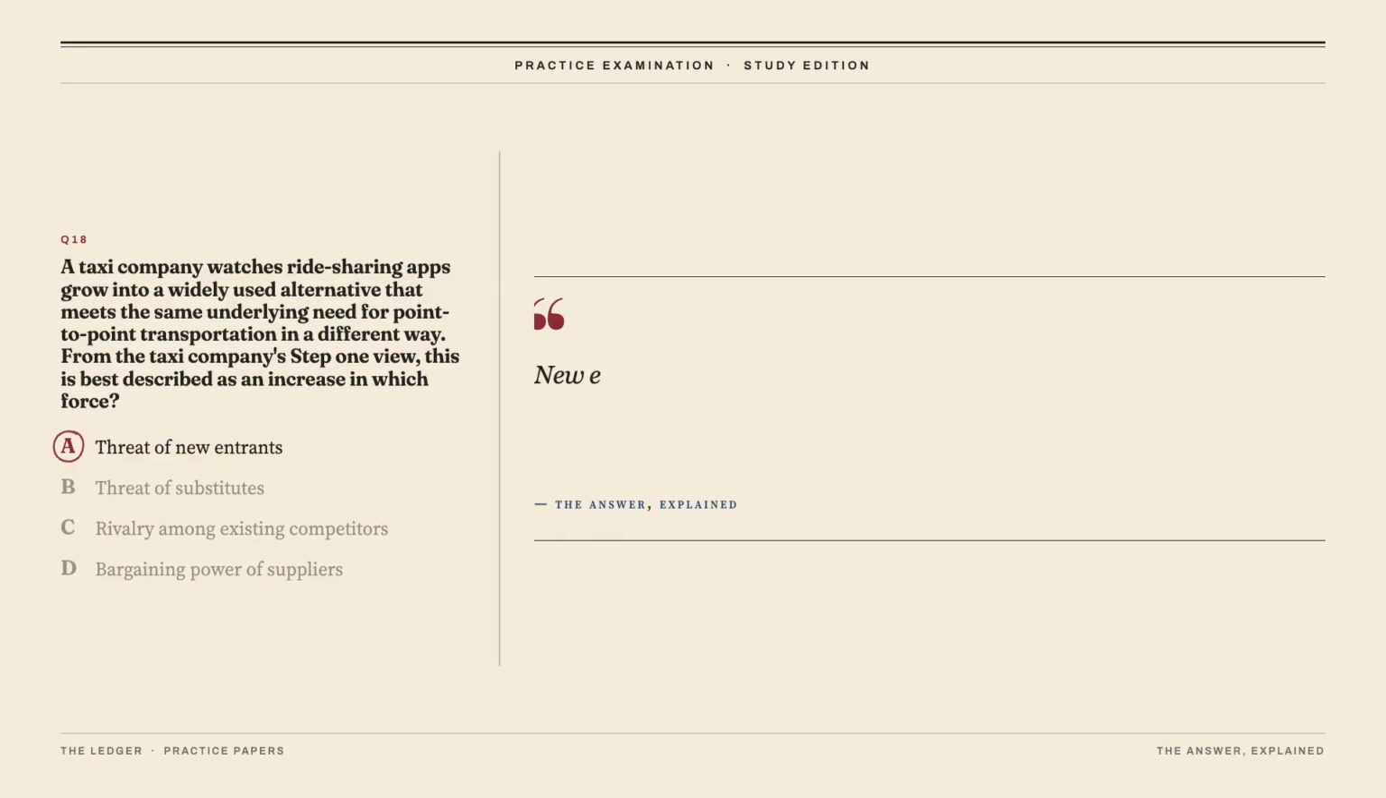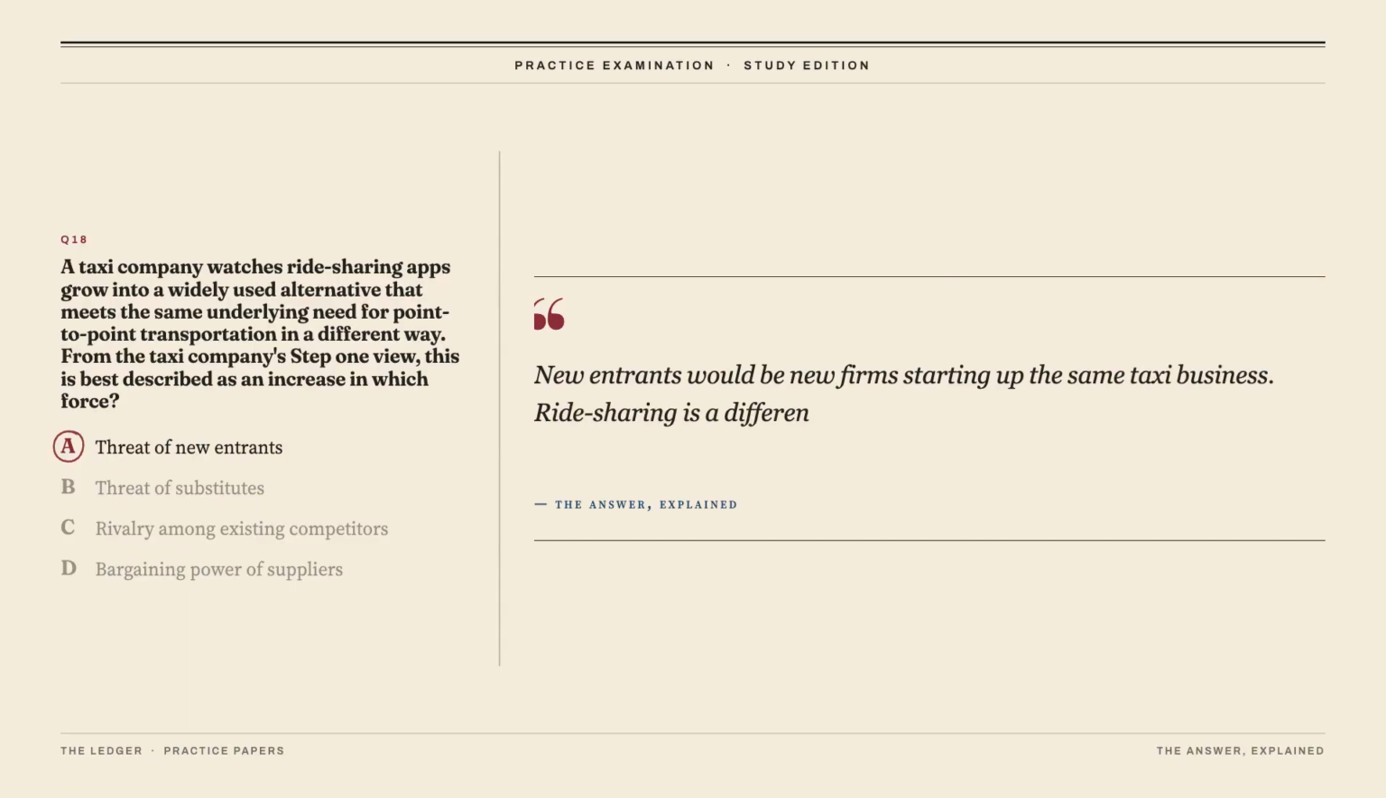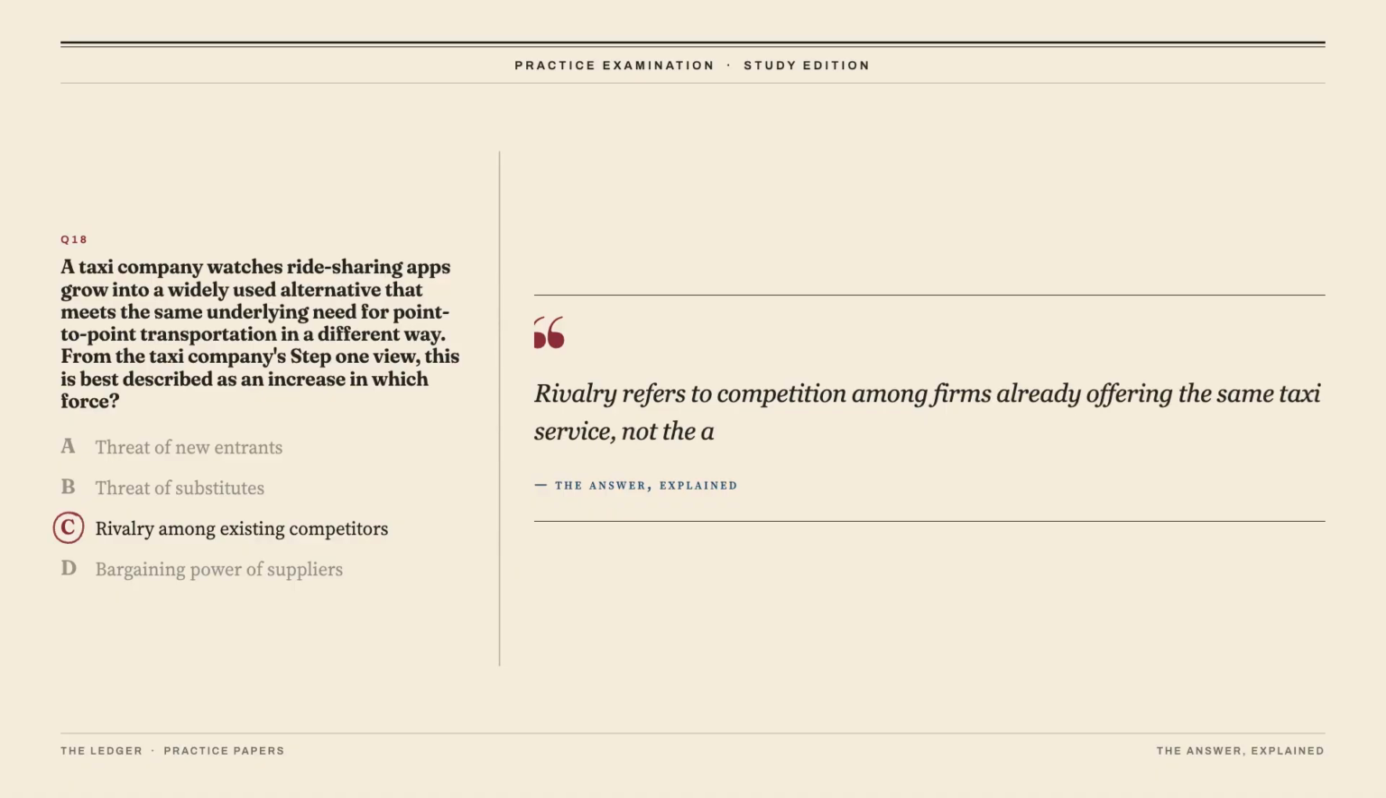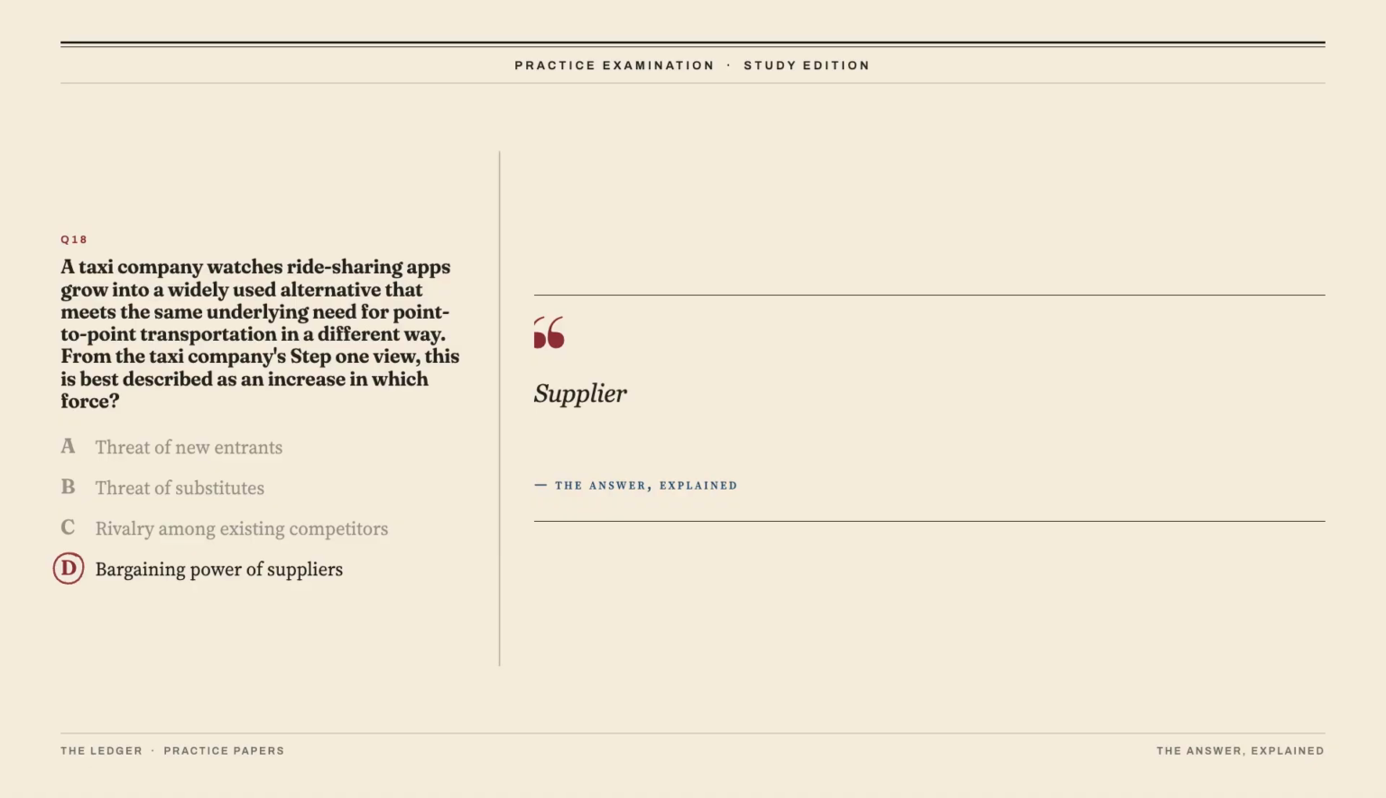A is wrong because new entrants would be new firms starting up the same taxi business. Ride-sharing is a different type of service, so it is a substitute rather than a like-for-like entrant. C is wrong because rivalry refers to competition among firms already offering the same taxi service, not the arrival of a different service model. D is wrong because supplier power concerns input providers, which is unrelated to customers shifting toward an alternative service.